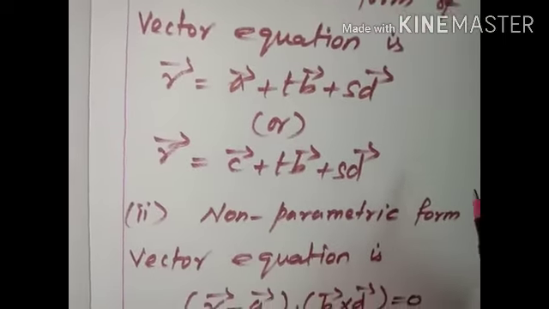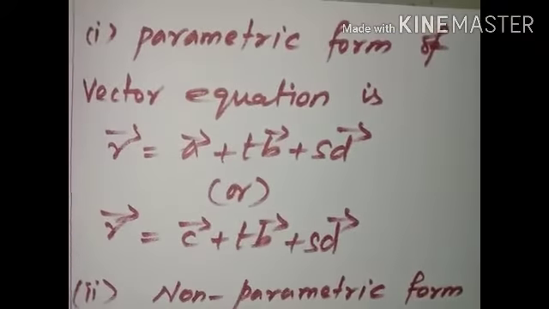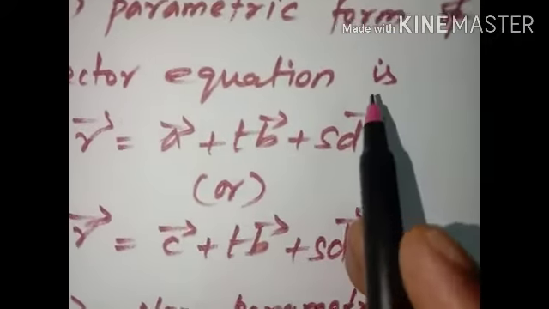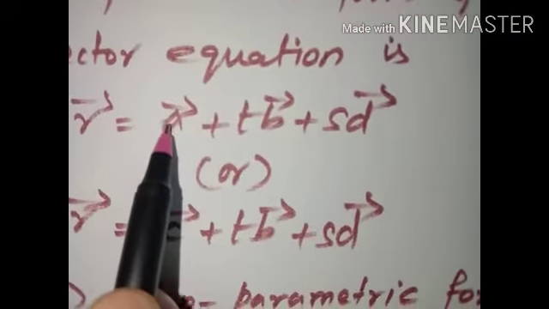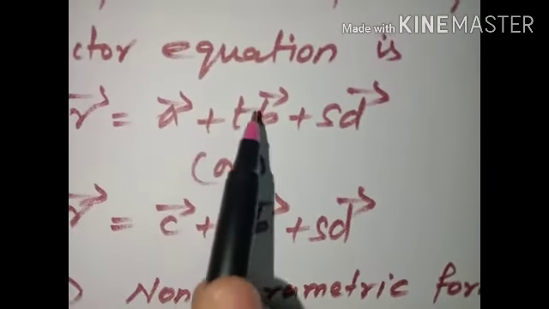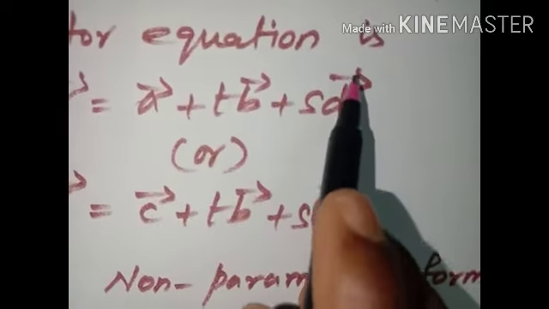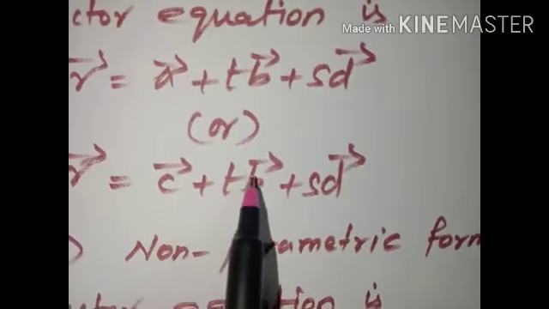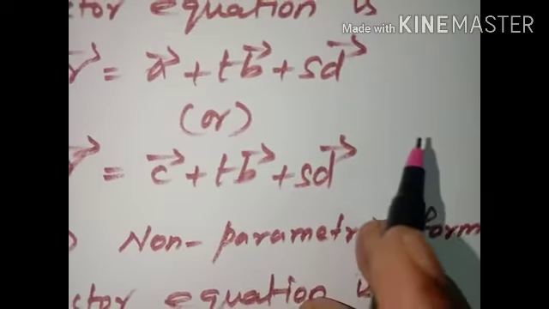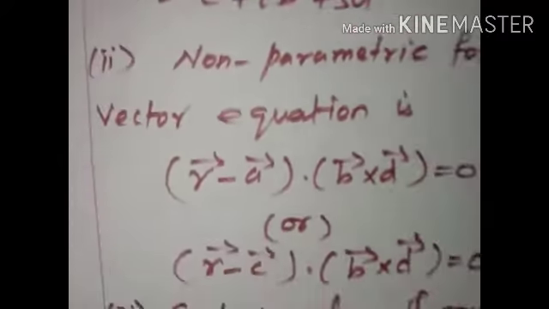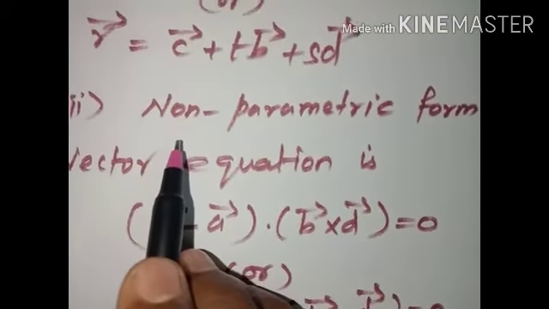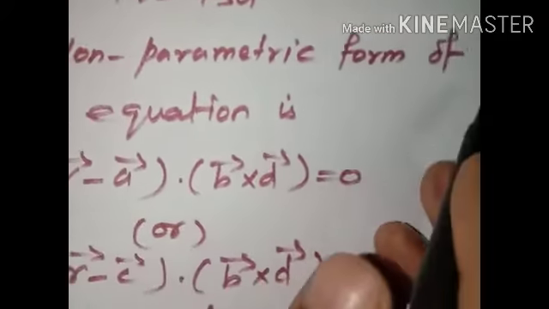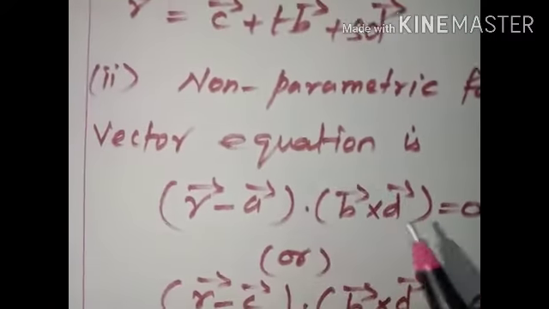So the two lines are given by the vector equation R vector equal to A vector plus t B vector plus s D vector, or R vector equal to C vector plus t B vector plus s D vector. Second one, the non-parametric form of vector equation.